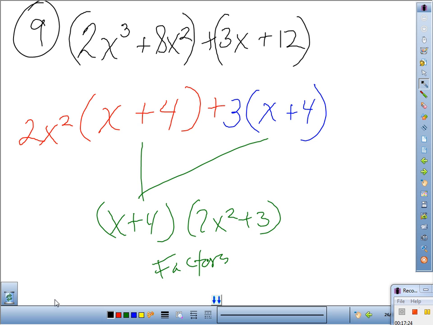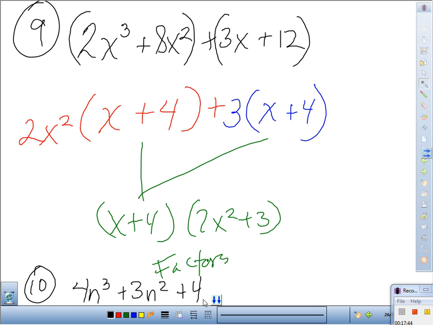Yeah, copy it down. Number 10. If you can do this one by yourself, 4n cubed plus 3n squared plus 4n plus 3. Very similar to the one we just did.